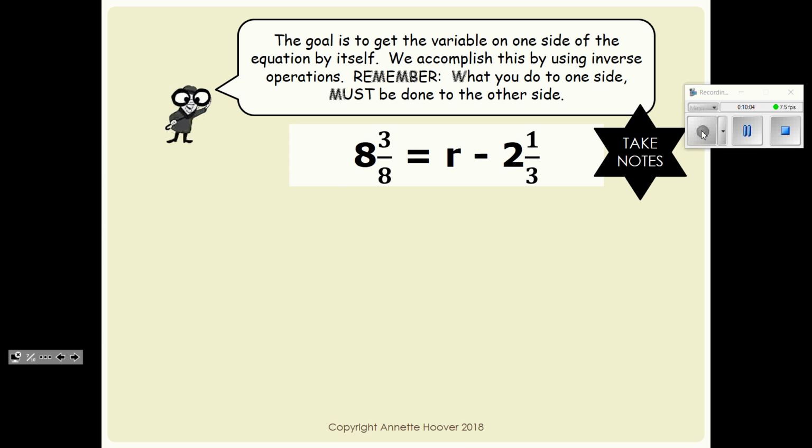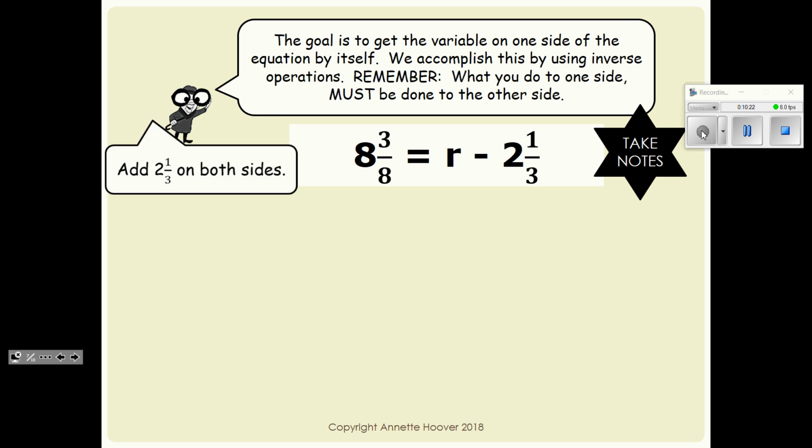We can do the same thing with fractions. Here's the equal sign, so here's the fence. We find the variable. We want to move the negative 2 1/3 to the other side. The opposite would be a positive 2 1/3, which means we want to add 2 1/3 to both sides.